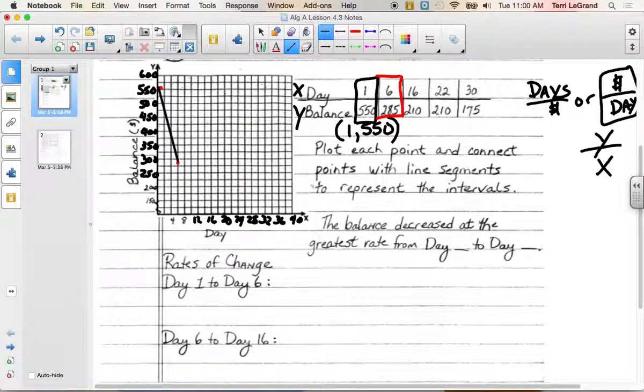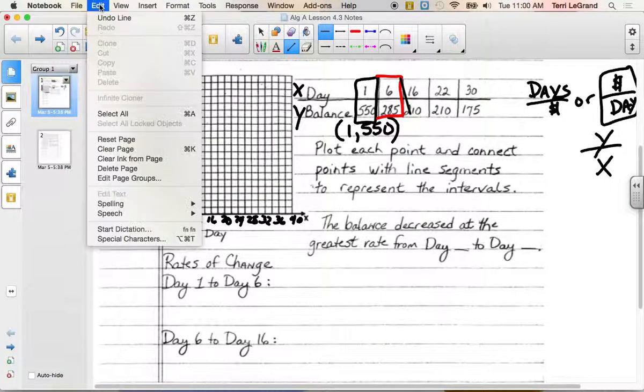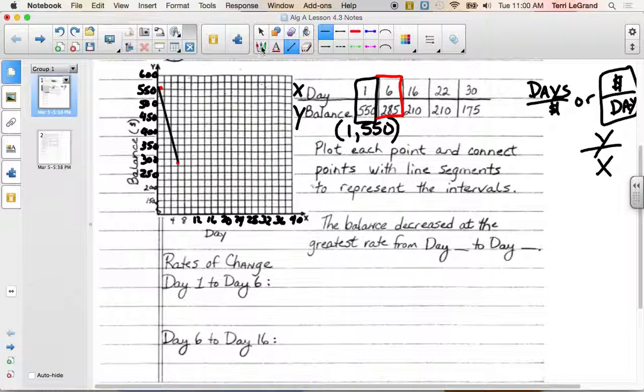And now we're going to graph ordered pair (16, 210). See, I guess I need to get rid of my line tool. So we'll go over to 16 and up to 210. 210 is going to be, it's 200, the next grid line is 225. So again, not quite halfway up, but just under halfway. Connect that point to the most recent point.